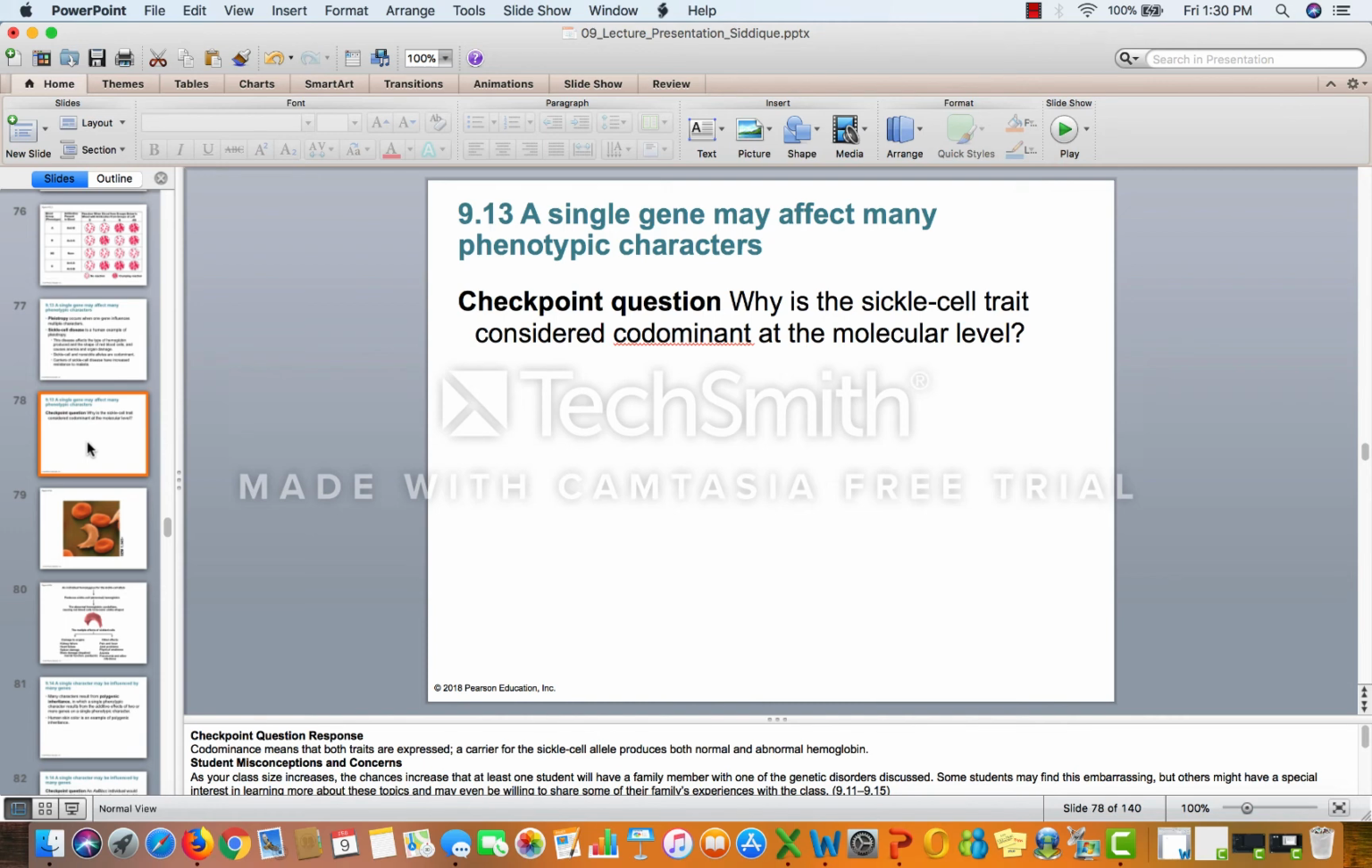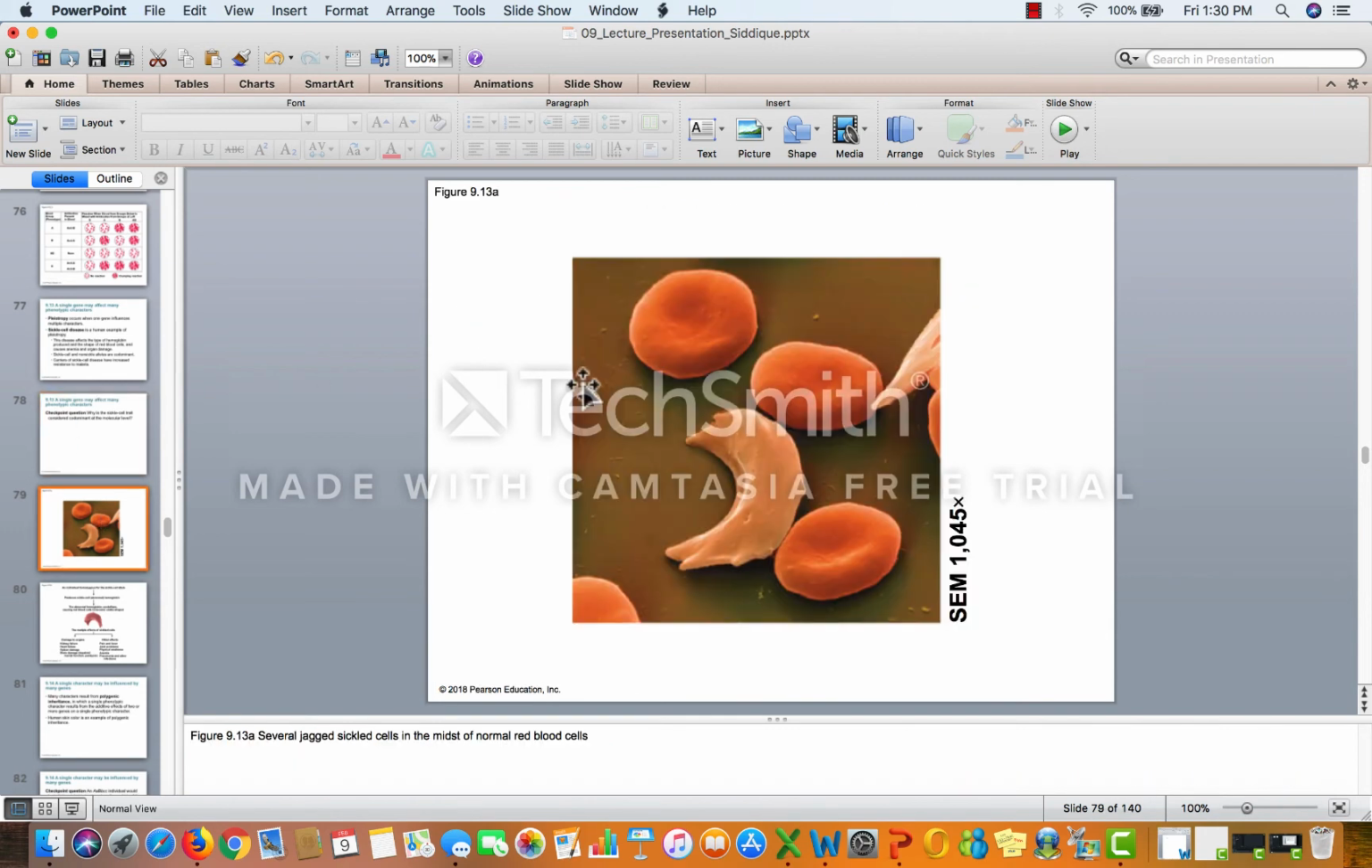Okay, why is sickle cell anemia codominant, right? It's because both of the traits are expressed. You've got a carrier for the sickle cell, and both abnormal and normal hemoglobin are being made. Here's that sickle cell. This is the abnormal hemoglobin. This is kind of like the jagged edges. These are normal red blood cells.